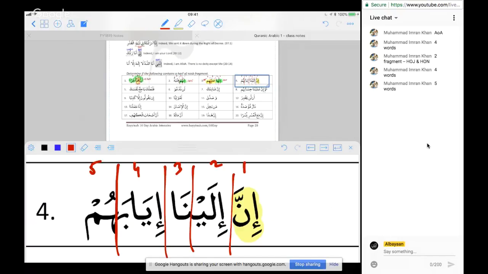So how many fragments are operating here? Let's find out. The first fragment I can completely see is ilayna. This is ilay, right? Which maps to harf of nasab. Okay, this is the first fragment, which is a harf of nasab fragment.